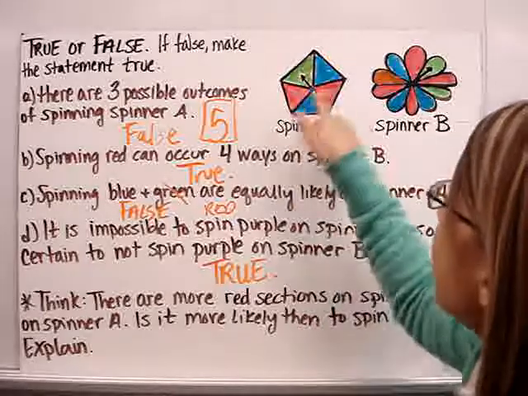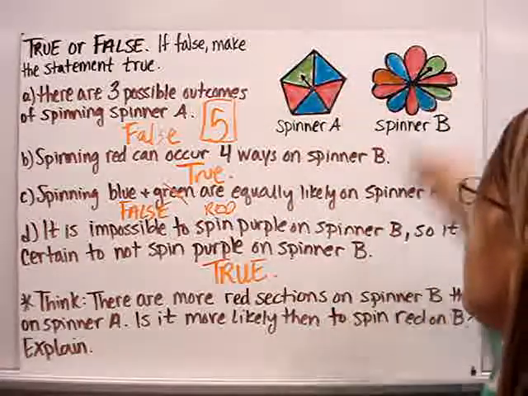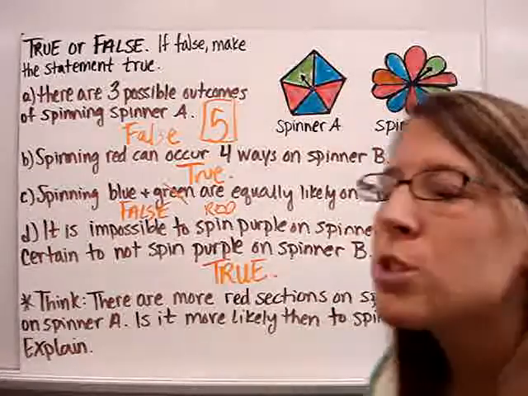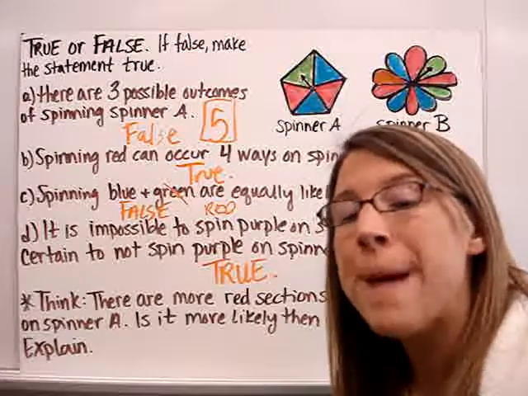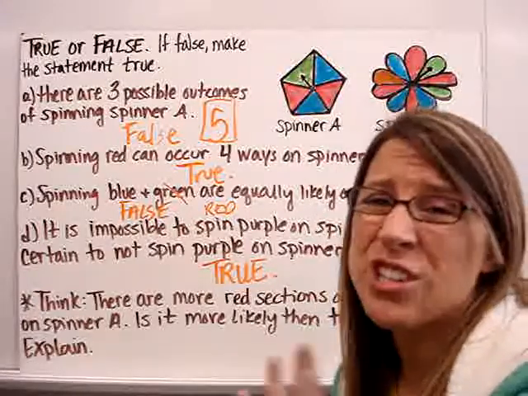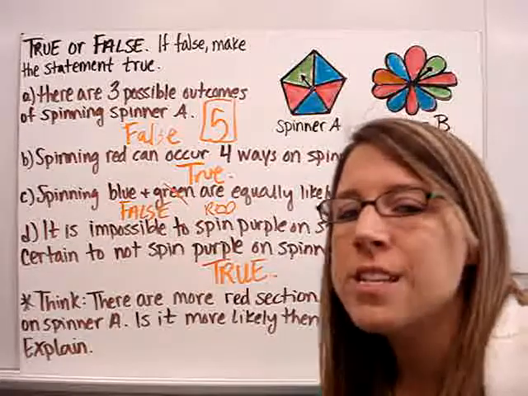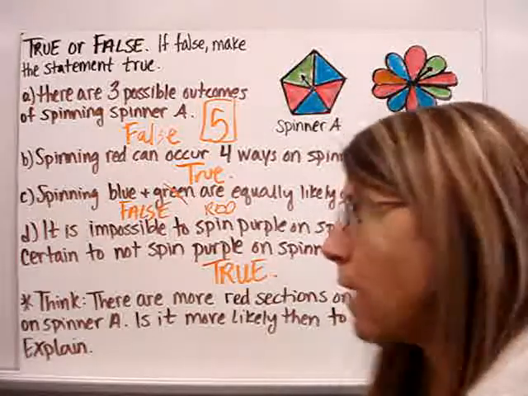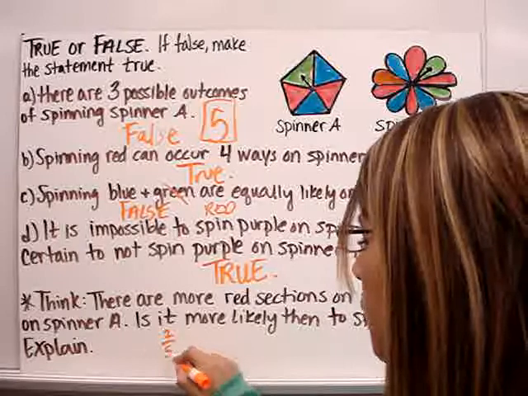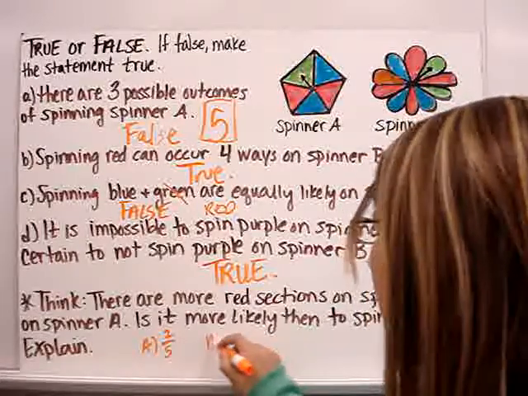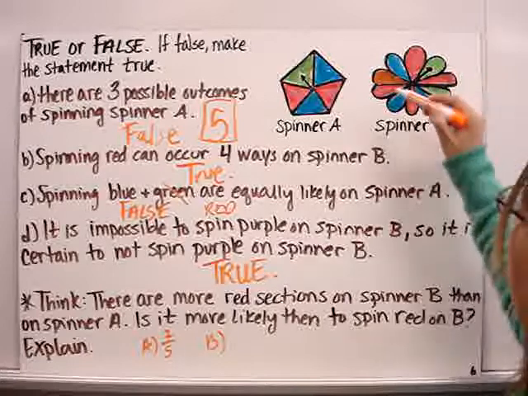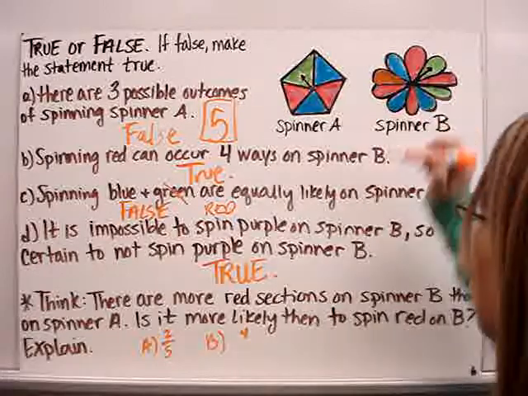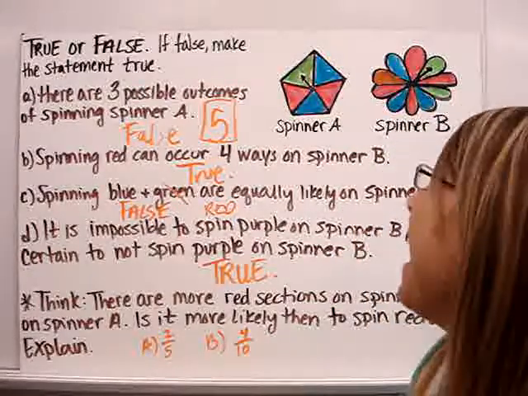On spinner A, the red sections are larger than the red sections on spinner B. Because there are fewer sections on spinner A, they're larger, and on spinner B they're smaller. So size of the sections on the spinner matters, and the total number of sections on that spinner matters. Think about this for a second. 2 out of the 5 sections on spinner A are red. So I'm just going to write that, 2 out of 5 on spinner A. And on spinner B, 4 out of the 10 are red.